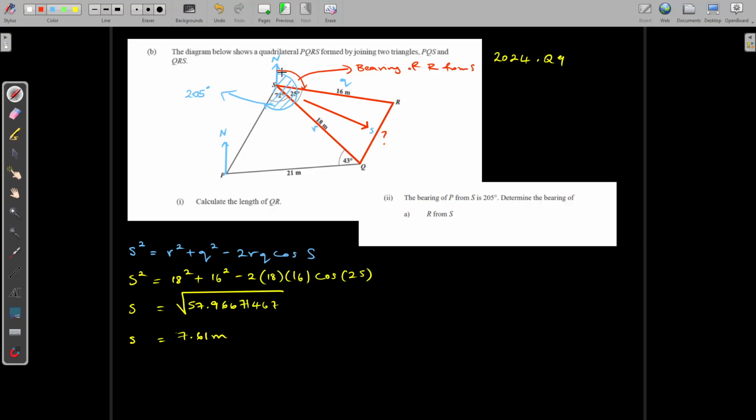So how do we find this little piece up here? If all of this is 205, what is this little piece up here? Sir, you would add 72 plus 25 and then subtract it from 205. Exactly. So this is going to be 205 subtract 72, 25. That gives us 108. So therefore the bearing of R from S is 108 degrees. Simple.